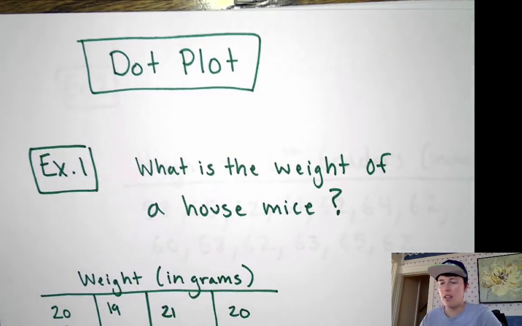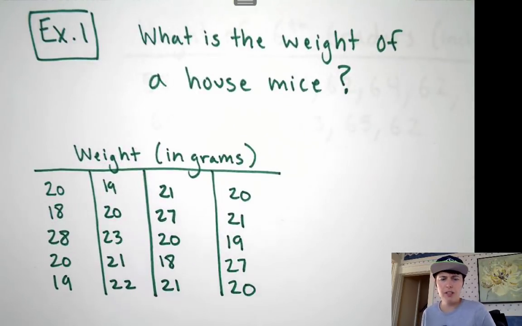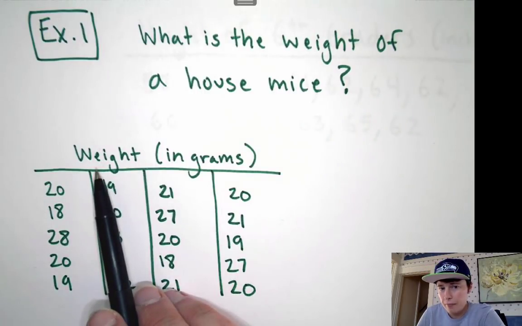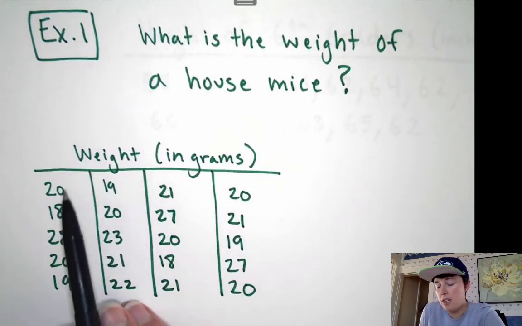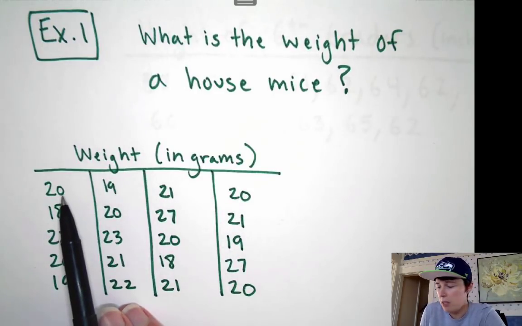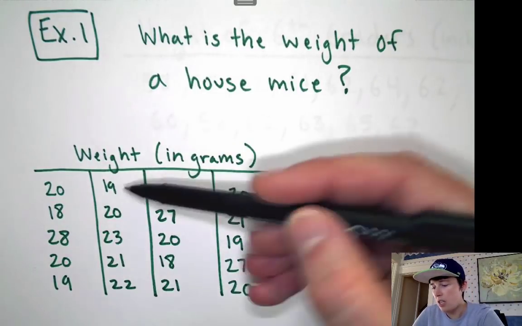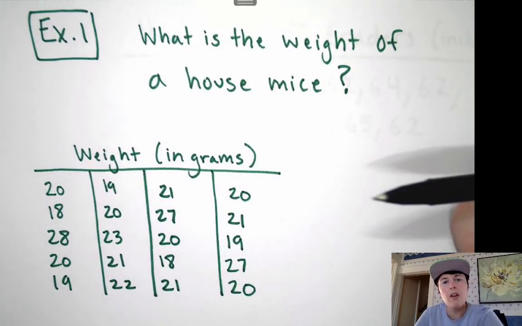So you do this and you get a bunch of numbers and you decide to organize them in a table. Here's what it looks like. You've gone out and found all these different mice and you've got their weight, measured in grams. One of the mice weighed 20 grams, another one's 18 grams, another one's 28, 20, 19, and so on. Each one of these represents one mouse that you weighed.